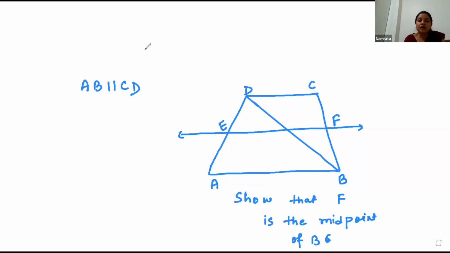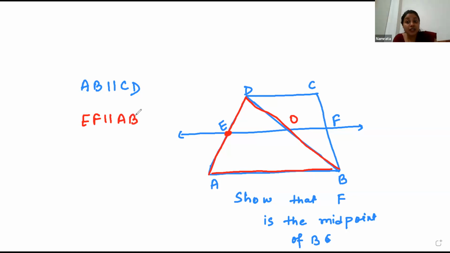Here, to apply the midpoint theorem, at first, let us focus on this triangle. Suppose this is O. We already know that E is the midpoint, and we also know that EF is parallel to AB. Yes, it is given that EF is parallel to AB. Even if you cut the parallel line, the remaining part of the parallel line will still be parallel. So if we cut EF and take EO, then EO must be parallel to AB.